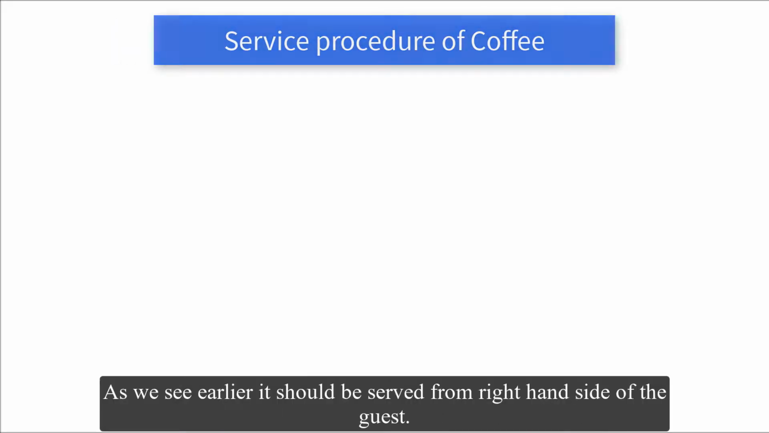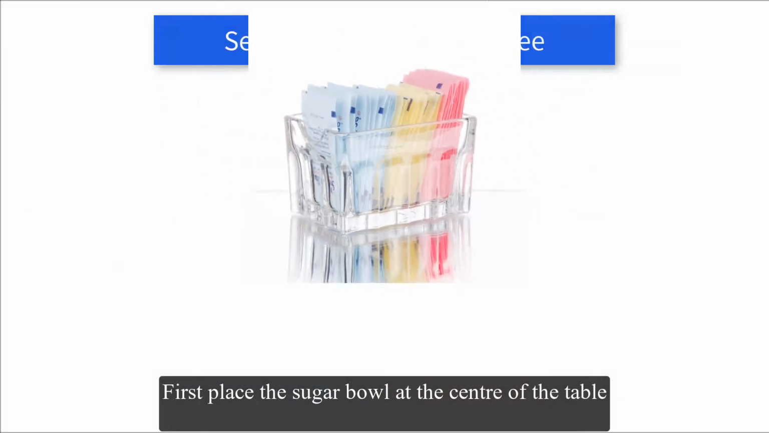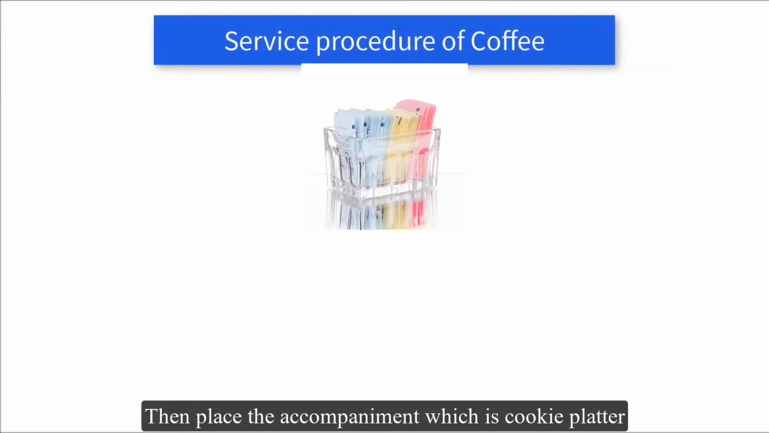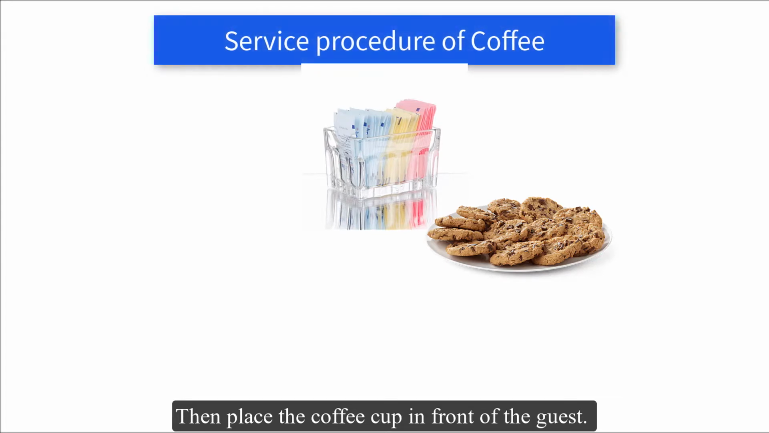Now we will see the procedure for serving coffee. As we saw earlier, it should be served from the right hand side of the guest. First thing, we have to place the sugar bowl at the center of the table. Then, followed by the accompaniment, the cookie platter has to be placed on the table.